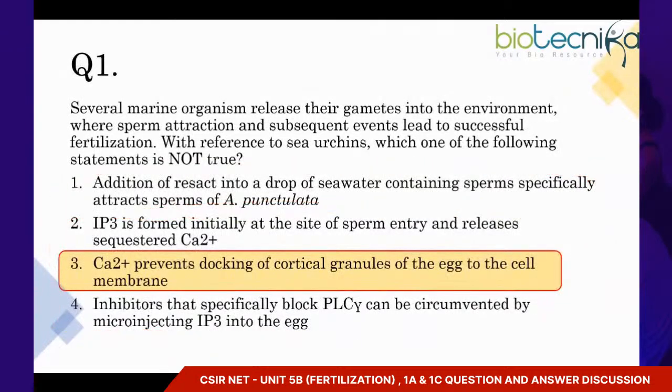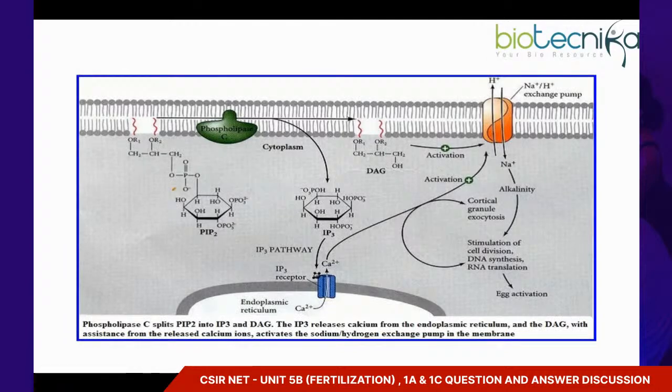Now, what was the last statement? The last statement was about inhibitors that specifically block PLC gamma. If PLC gamma is blocked, then this entire signaling pathway is not possible. Even if the sperm comes and binds, it cannot activate it. If it cannot be activated, IP3 cannot be released. If IP3 cannot be released, calcium will not be there, cortical granule exocytosis will not happen, nothing of all this will happen.